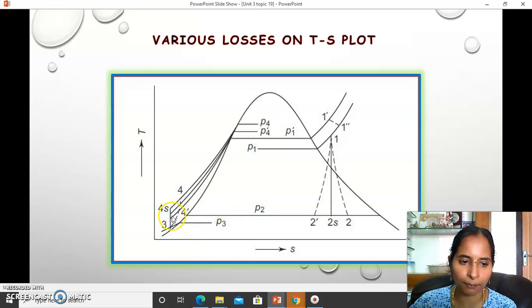And if you take the pump, let me continue this one in the next video again, I hope. Here, if you take the pumping process, instead of going 3 to 4s, again the irreversibility made the pumping process go 3 to 4. So here also the irreversibility made the process go in a wrong way, and more and more work will be taken by the pump compared to what we have calculated in the ideal cycle.